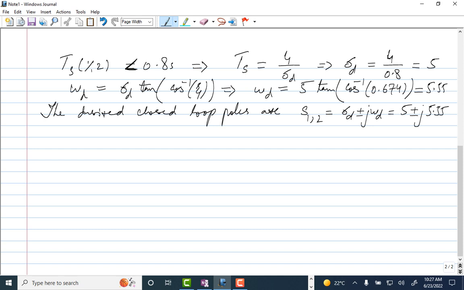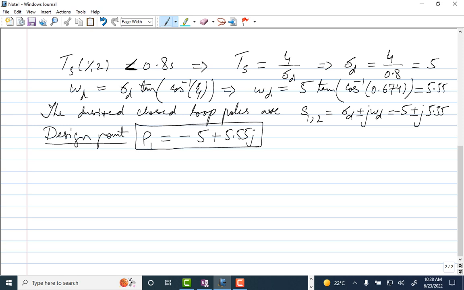So from here, now let's pick a design point. Assume, call it P1, is equal to, say, so this must be a minus, minus 5 plus 5.55 j. This is my design point.